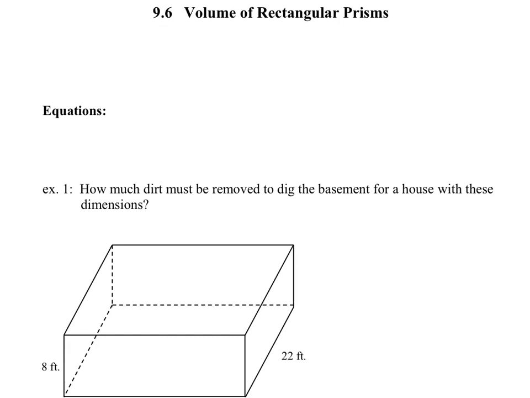So 9.6, I think this is where the chapter switches over just to volume. And so we're not doing surface area anymore in this new section. We're doing volume. And kind of like before, we did surface area of this type of shape, then we did surface area of a different type of shape. We're starting now with just rectangular prisms.